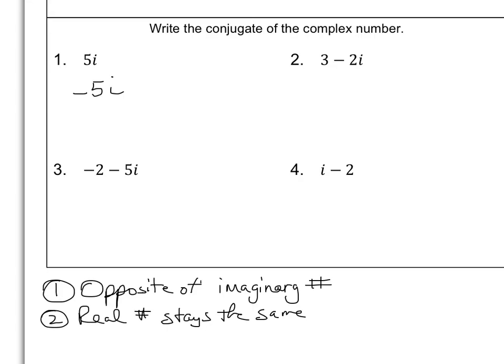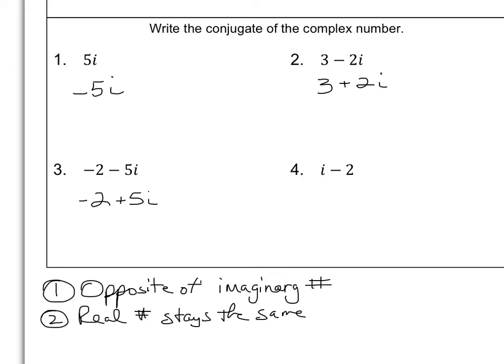Okay. Number 2, now I've added a real number in there, so now we have 3 minus 2i, and we have to find the conjugate of that number. Okay, again, the real number stays the same, so this is still 3. The imaginary number right here is going to change. It's going to become its opposite. The opposite of negative 2i is positive 2i. Okay, number 3, the real number stays the same, so the real number stays as negative 2. The opposite of negative 5i is positive 5i.